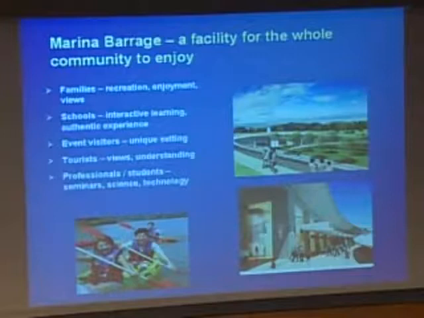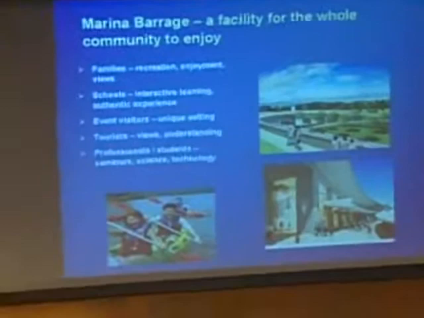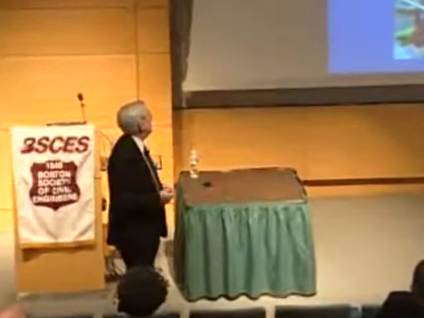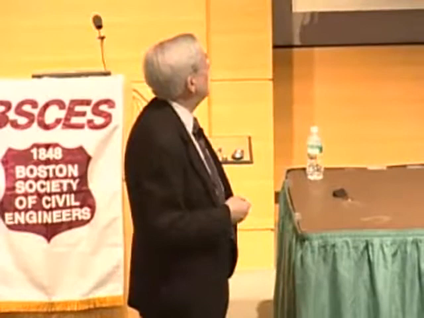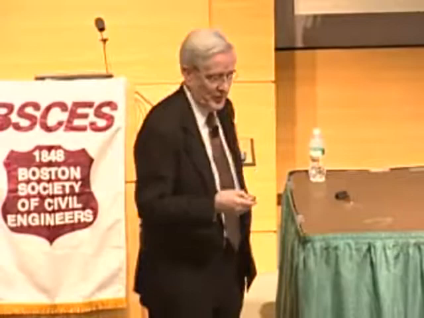So this is what they want for families, for schools. They are planning to bring about 15,000 students a month through this facility, just to give you an idea of what we expect as loads of people through there who will get educated on the whole water cycle. This is where their whole education of the water cycle will occur in Singapore, and it can be very effective. For events and visitors, they plan to have sustainability events here, so people who are showing off the latest in environmental sustainability will use the conference halls. Tourists can take a water taxi there and enjoy the views. And then professionals and students are also expected.